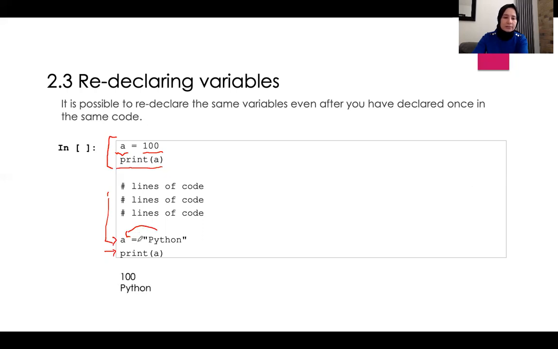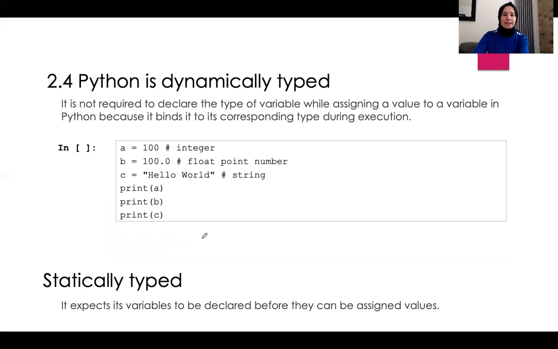So when you run this, this is the result you will get. It will print 100 for the first one. It will print Python for the second one, because we redeclared a new value for A. And Python is dynamically typed, and it is not required to declare the type of a variable while assigning a value to it, because Python binds it to its corresponding type during execution.